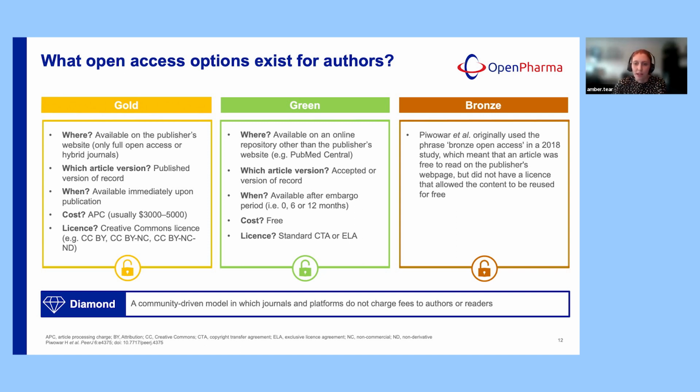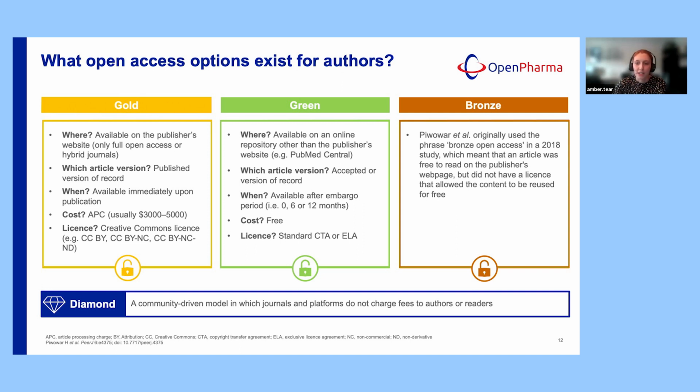For green open access, the accepted version of the article is placed by the author in a separate online repository, for example, PubMed Central. There may be an embargo period, for example, 6 to 12 months, but this isn't always the case. There is no cost for publishing green open access, but copyright is transferred to the journal via a copyright transfer agreement.